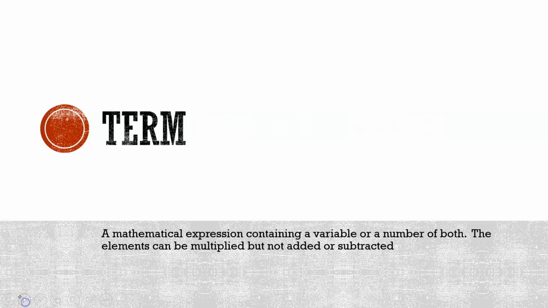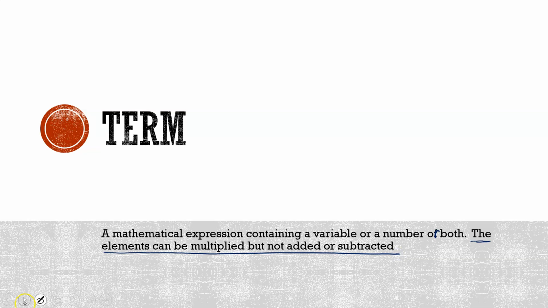Okay, so on the side of your notes, you're going to see a space for you to write down what a term is. A term is a mathematical expression containing a variable or a number, or both. The elements can be multiplied but not added or subtracted. That's really important. The elements can be multiplied but not added or subtracted.